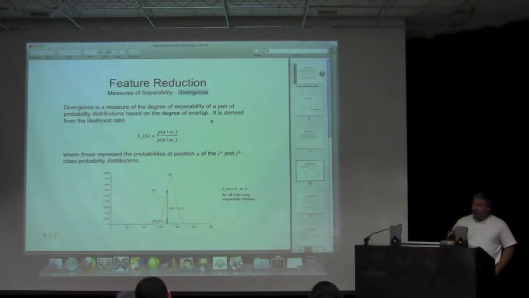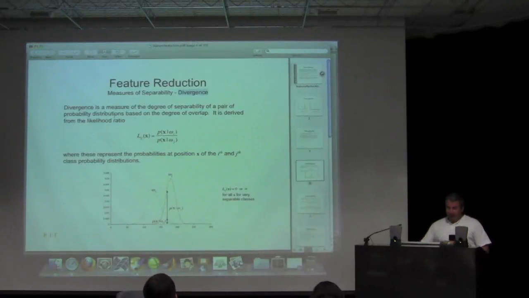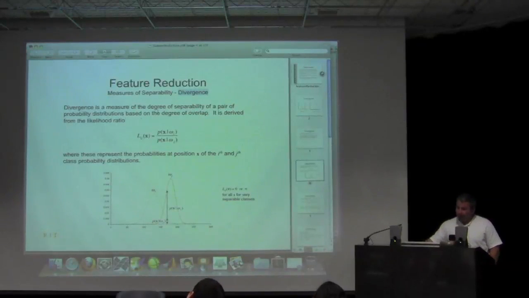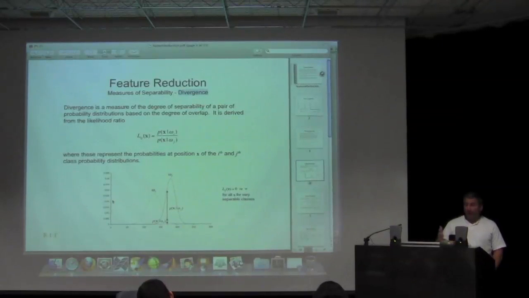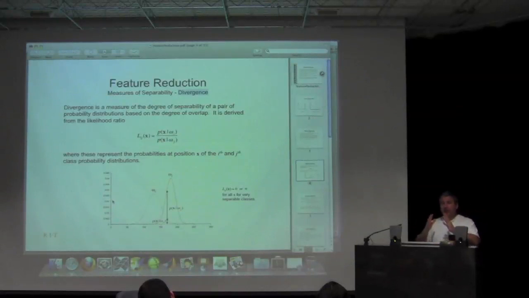And what is it? Well, like I said here, it's a measure of the degree of separability of a pair of probability distributions based on the degree of overlap. All right, so if I have class omega i and omega j here, and they overlap by this much, intuitively, if I push this omega j distribution to the right and this omega i distribution to the left, the degree of separability would go up. Right? And if I push them closer together, the degree of separability would go down.